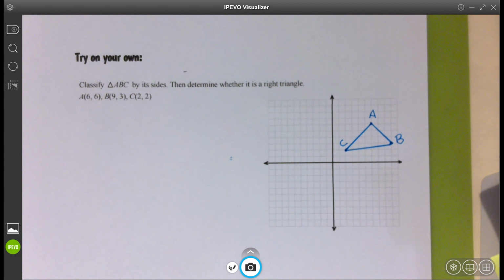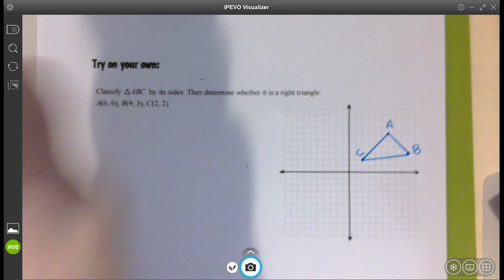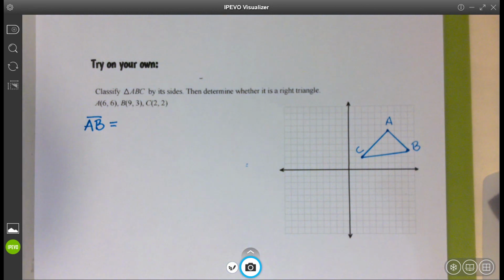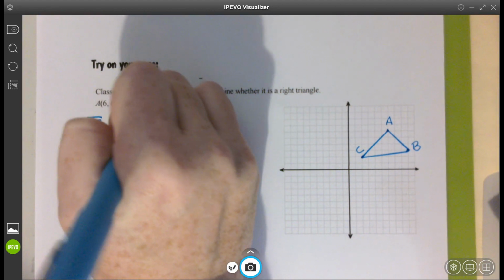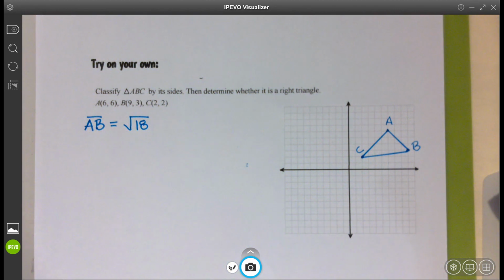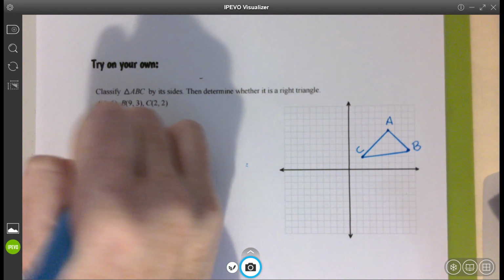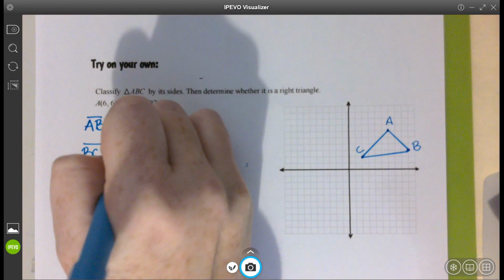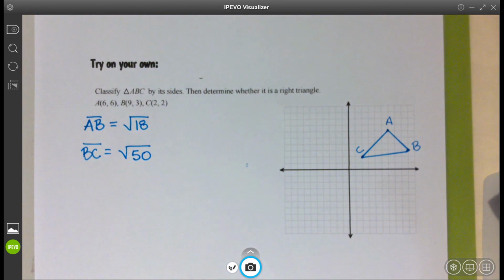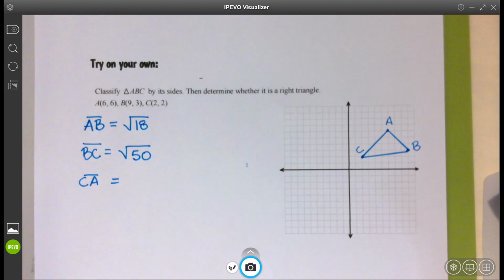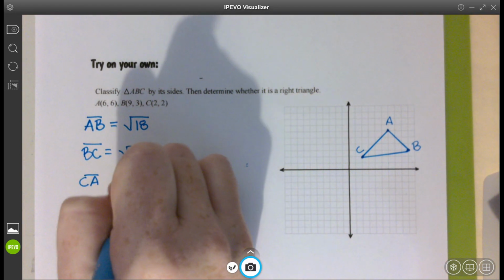All right, so now let's look at what we have. So from A to B, you should have the square root of 18. Okay, so I'm not going to be showing all my steps in this example. So if you do have questions, you can leave it in the comments or email me. All right, and then my next one is from B to C. We have the square root of 50. Then from C to A, we have the square root of 32.